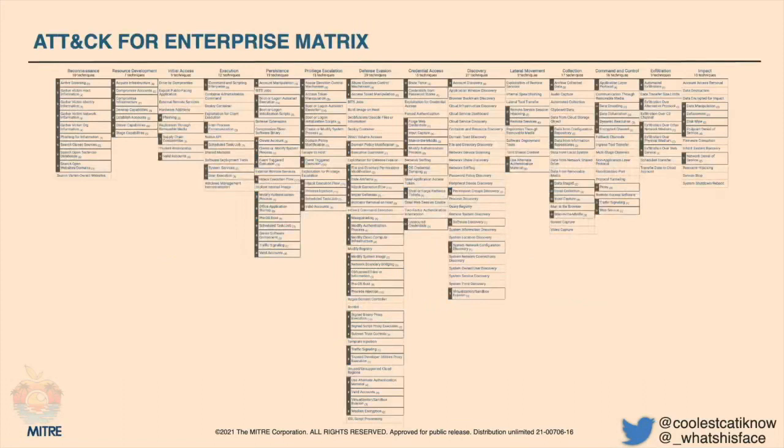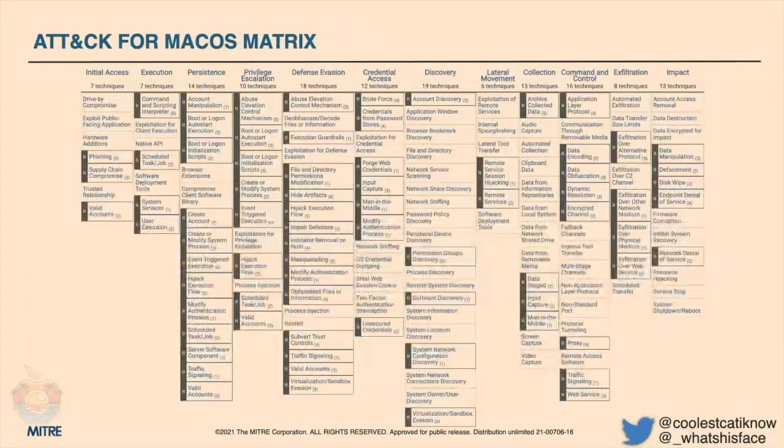So if you've seen ATT&CK, this eye chart is probably the shape that you've seen before. Looks like an Excel spreadsheet. And so this is the ATT&CK for Enterprise Matrix. This is covering Windows, Linux, Mac, cloud, containers, network devices, all sorts of stuff mashed together. But what we're really interested in today is ATT&CK for macOS.